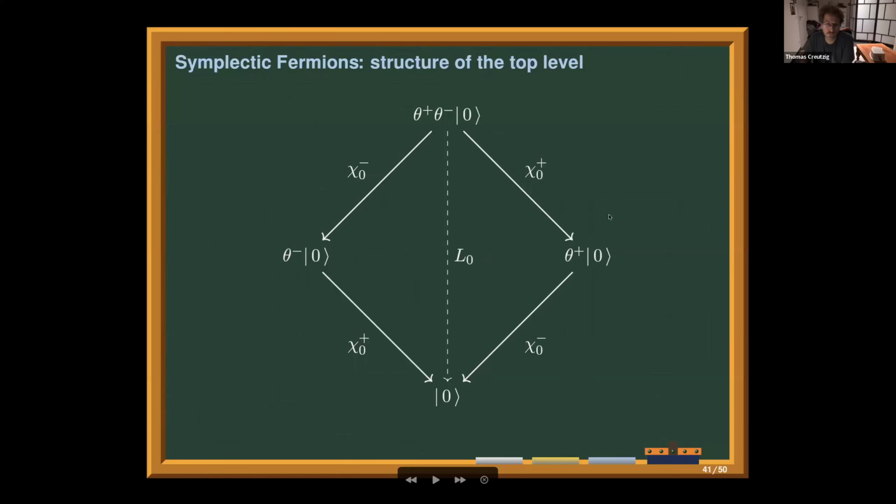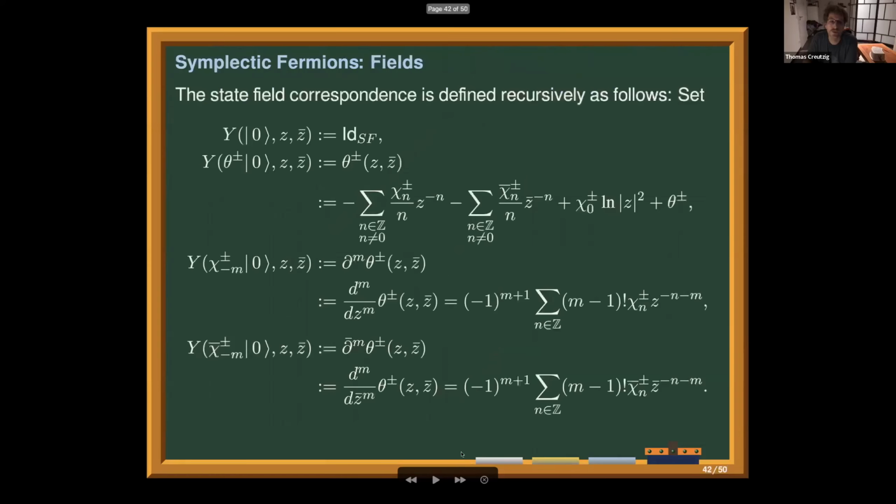So in any case, it turns out symplectic fermions admit a non-semi-simple, a Jordan block action of the Virasoro algebra, and from a structural point of view, this is very important. Okay, now here I thought I'd also give some more detailed formulas.